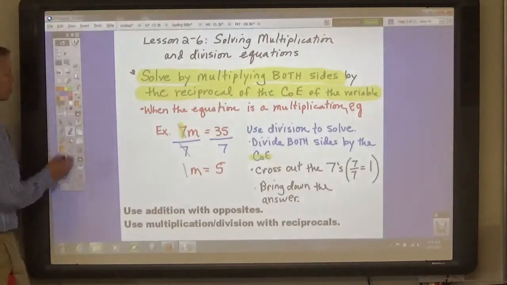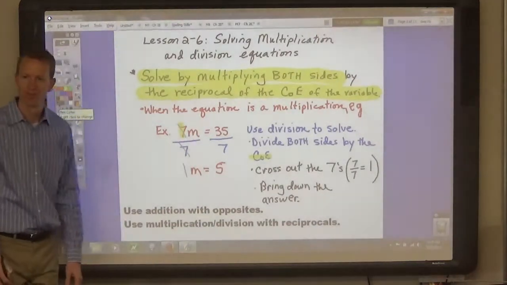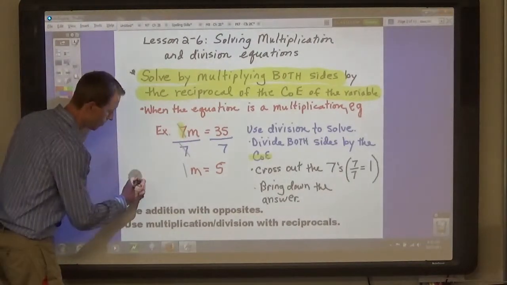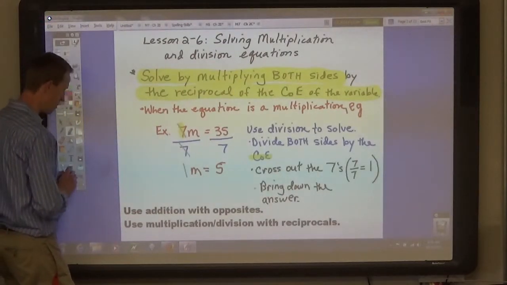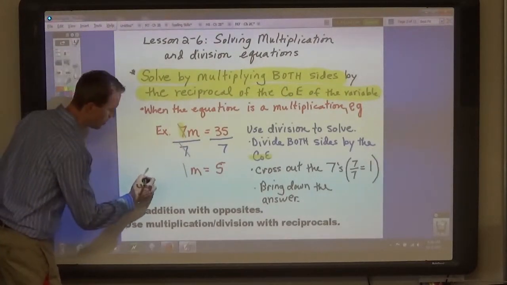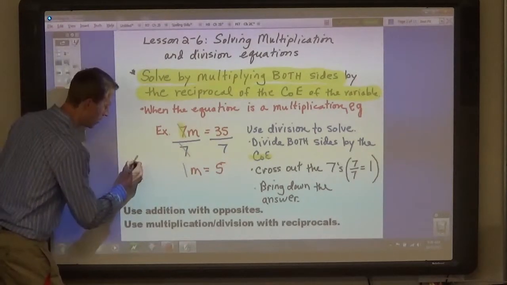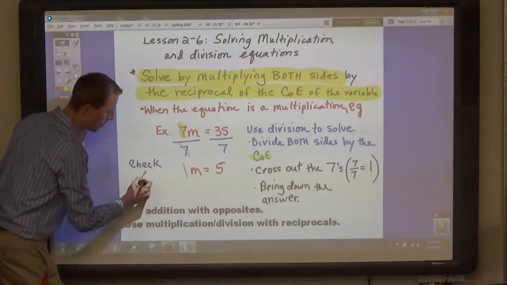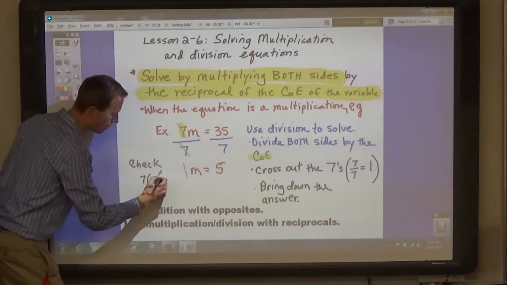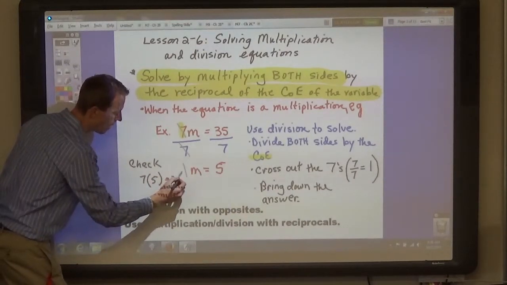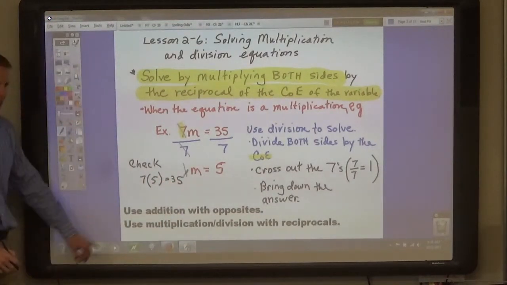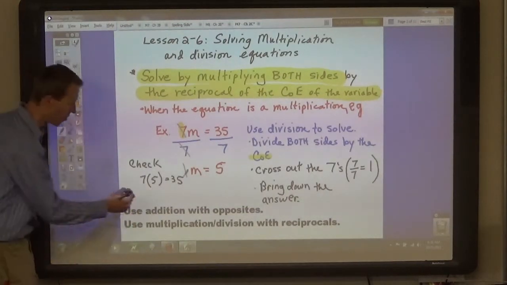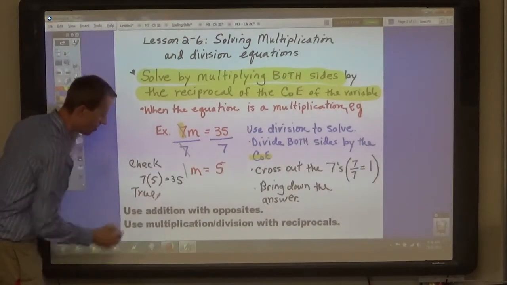How do you check this? The same thing you did before. Put the solution in the original equation. So for our check, if m is 5, then we do 7 times 5 equals 35. And check and see if it's true. Is it true? Of course. So it checks.